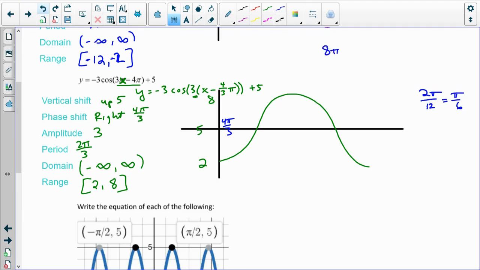For those of us that don't like fractions, 8 pi over 6 is what 4 pi over 3 is. So this becomes 9 pi over 6, which is 3 pi halves, 10 pi over 6, which is 5 pi thirds, 11 pi over 6, and 12 pi over 6, which is 2 pi. And so that basically ends up being what my x values are.